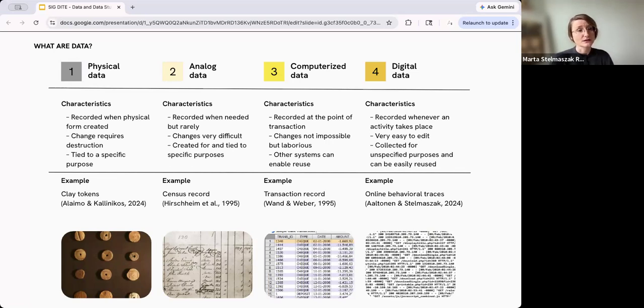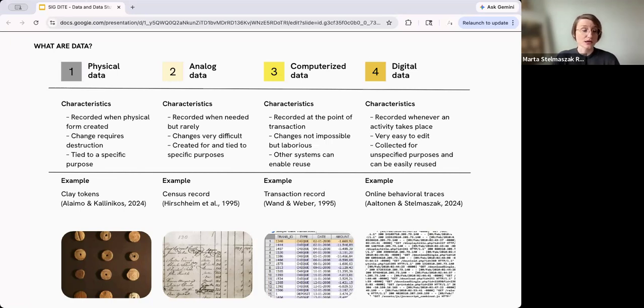And then as we were moving along, we were becoming more and more, I want to say, sophisticated in how we were creating data. We're moving into what we characterize as the period of analog data. And a good example here is a census record that goes back to Hirschman et al. 1995 and their book, where we look at census as one of the first examples of how a more organized collection of data was taking place.